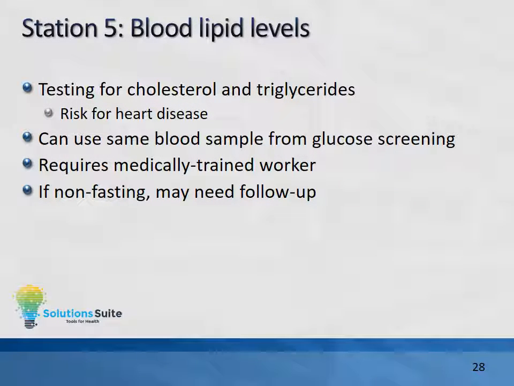High blood cholesterol and triglycerides are a risk factor for heart disease, and it's very common for people in recovery to have elevated levels. This is why we offered a station to assess cholesterol and triglycerides. This station also is staffed by medically trained personnel, such as a nurse.